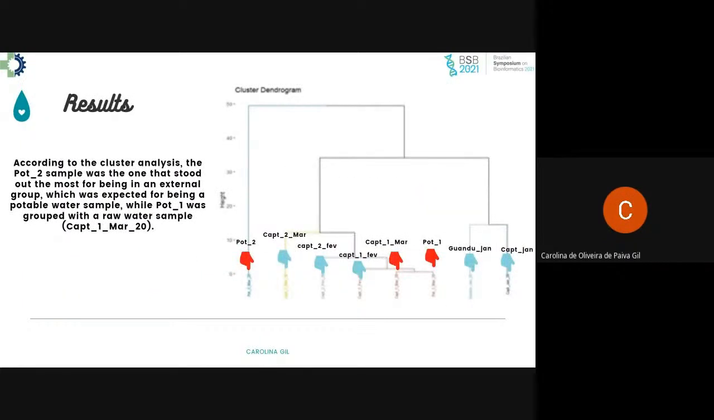According to the cluster analysis, the Potable 2 sample was the one that stood out the most for being in a separate group, which was expected for being a potable water sample, while Potable 1 was grouped with the raw water sample, Catch 1 here. Furthermore, it was observed that the samples were grouped according to the time of collection, which was expected due to the similarity of abiotic factors.